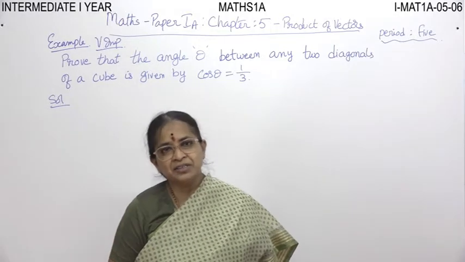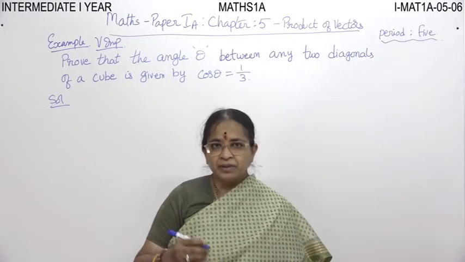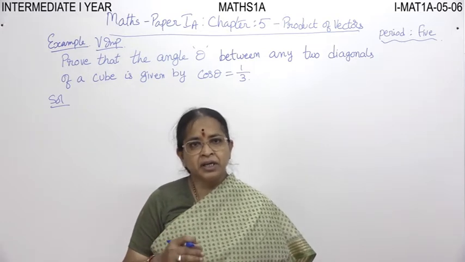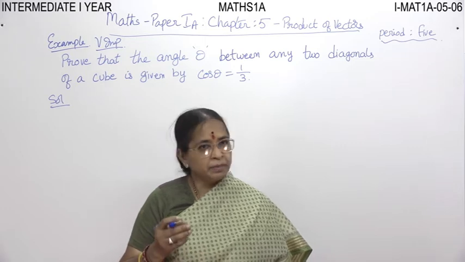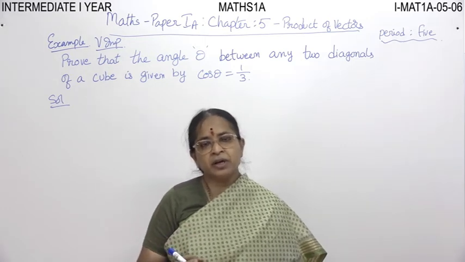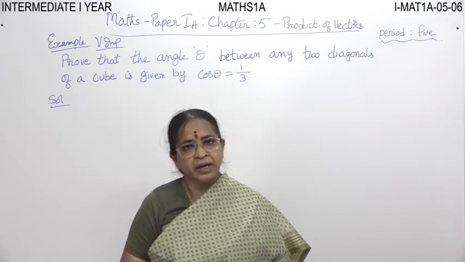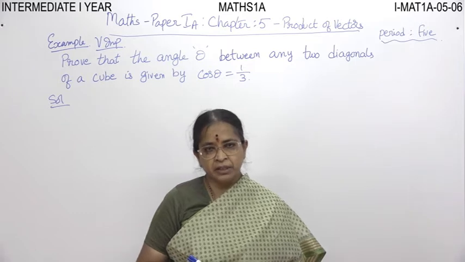Good morning, students. In the last period, we proved the theorems that in any triangle, the perpendicular bisectors of sides are concurrent, altitudes are concurrent, and then we proved that the angle in a semicircle is a right angle. All that we proved by using vector method.